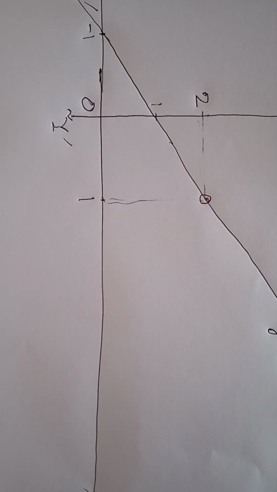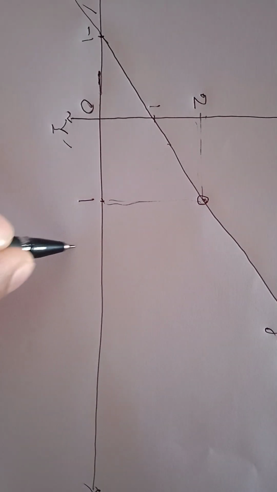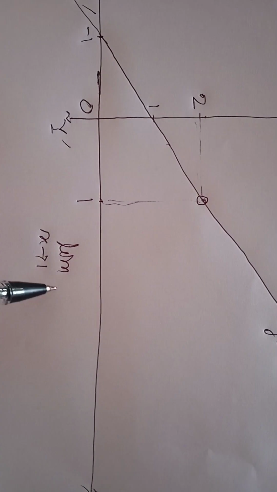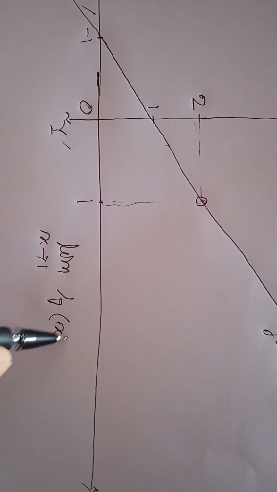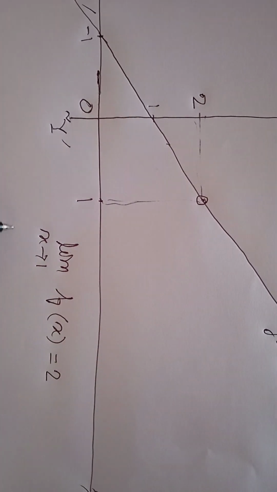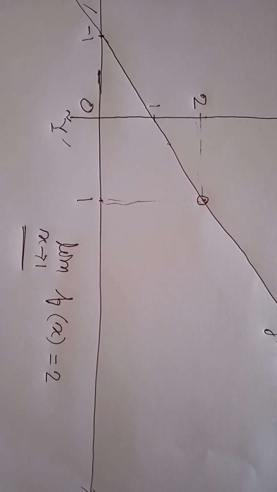This is the limit value: as x approaches 1 from both sides, less than 1 or greater than 1, f(x) approaches 2. This is the notation: limit as x tends to 1 of f(x) equals 2. We read it as: limit, x tends to 1, that is, when x approaches 1, f(x) approaches 2.